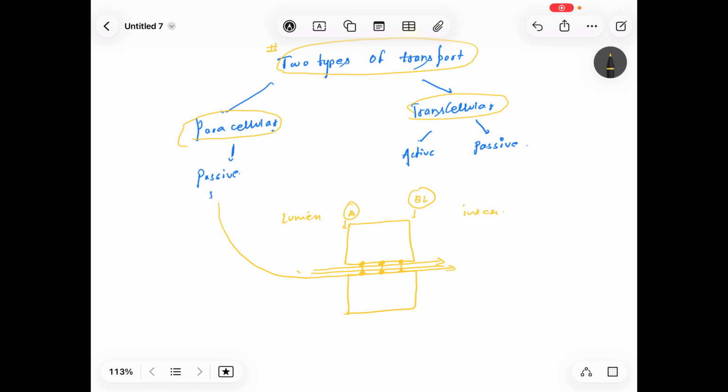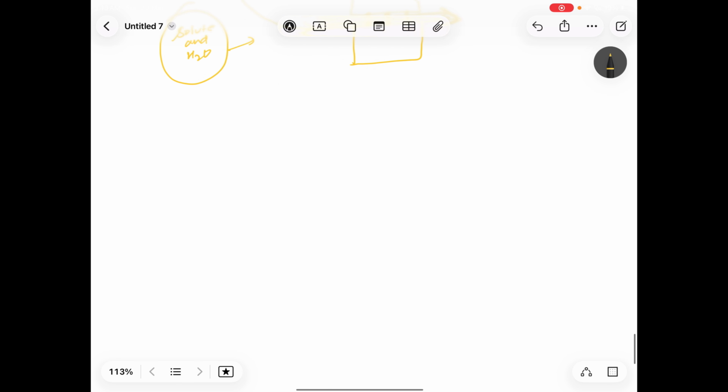This is actually a passive process. Now another pathway is the transcellular pathway. If the transport occurs through the cell, this is called the transcellular pathway. This transcellular pathway can be active and can be passive, but the paracellular pathway is a passive process. So the majority of the solute and water transport occurs through this paracellular pathway. Now coming to the transcellular pathway.